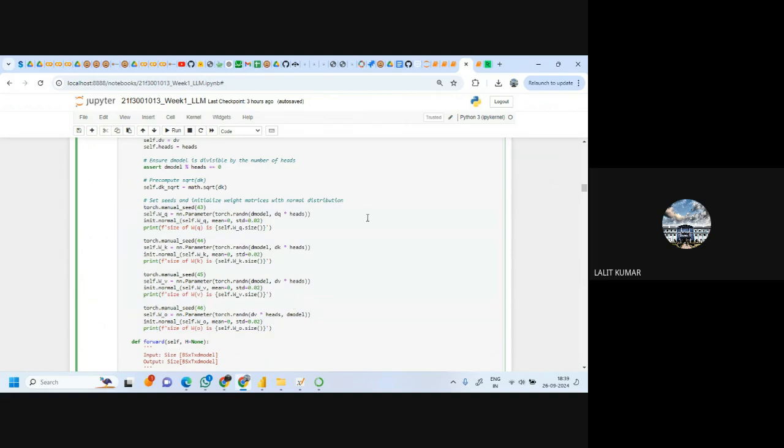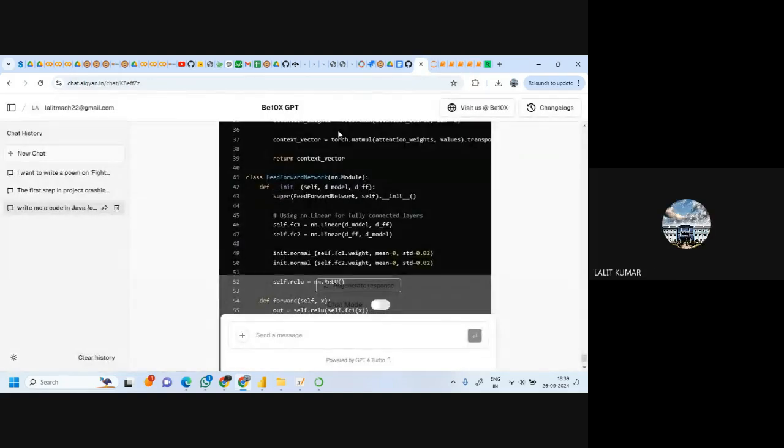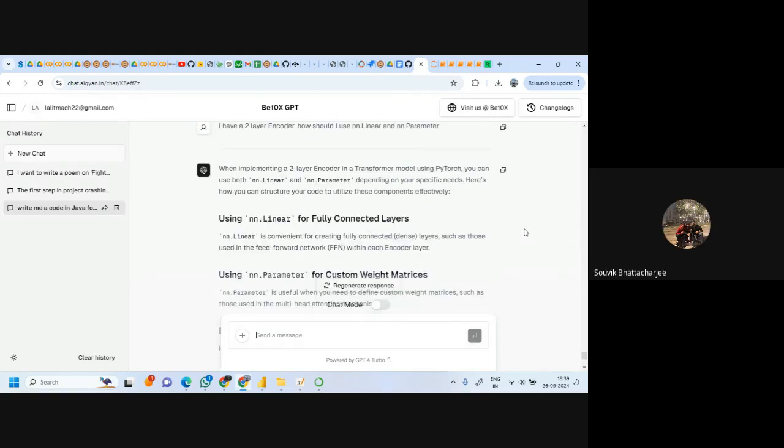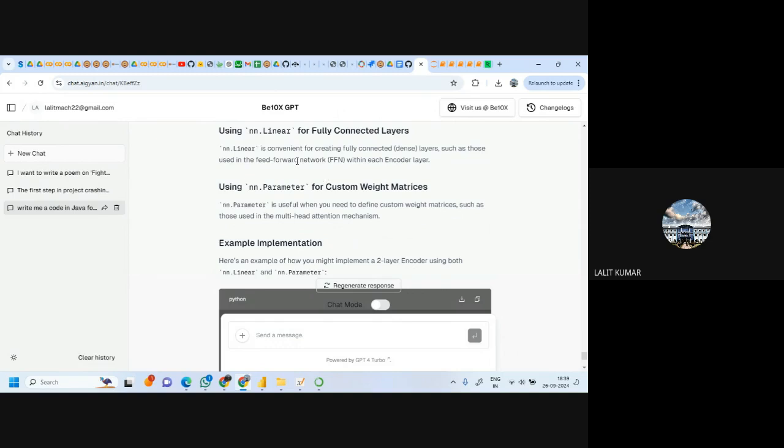You can explore the difference between nn.Parameter and nn.Linear. I had asked ChatGPT also, and it gave me a very good answer. nn.Linear is basically used to create fully connected dense layers, such as those used in the FFN. So in the FFN we generally use nn.Linear, and in the MHA we generally use nn.Parameter when we need to define custom weight matrices, such as those used in the multi-head attention mechanism.